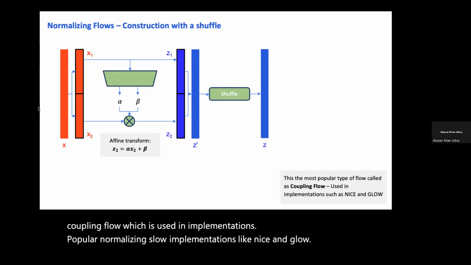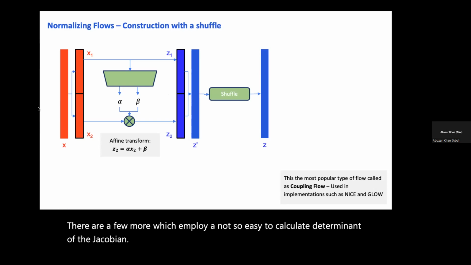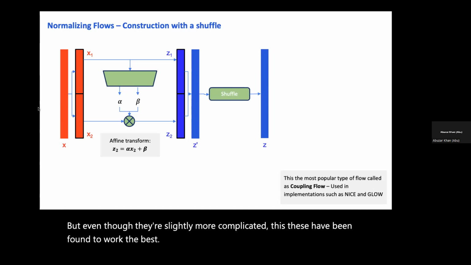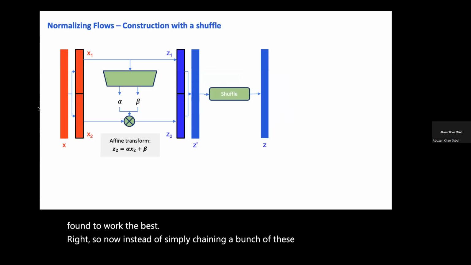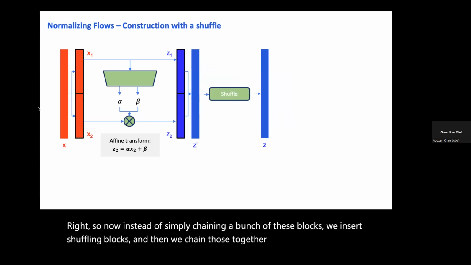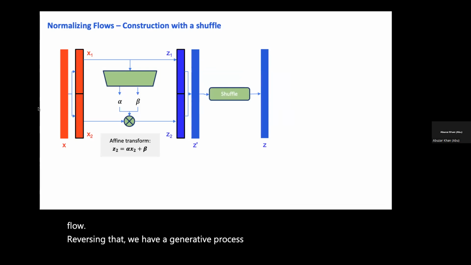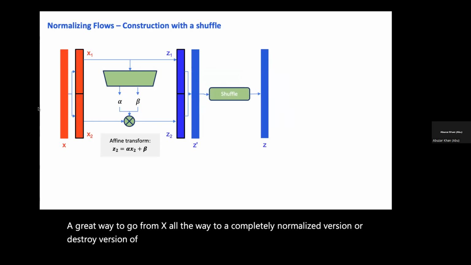There are a few more which employ a not so easy to calculate determinant of the Jacobian. But even though they're slightly more complicated, these have been found to work the best. So now, instead of simply chaining a bunch of these blocks, we insert shuffling blocks, and then we chain those together, and then we have our flow. Reversing that, we have a generative process. So now we have a great way to go from X all the way to a completely normalized or destroyed version of X in Z, and then go all the way back to reach X.